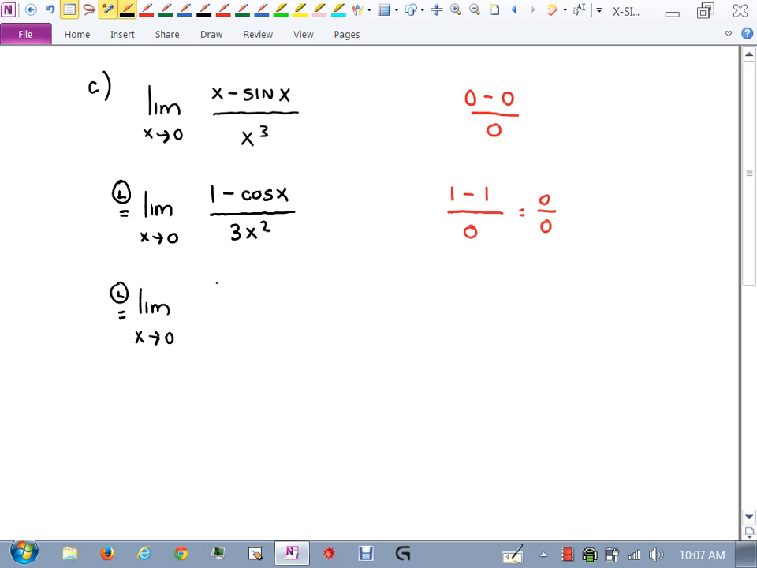What is the derivative of the top? Positive sine x, yes, over 6x. 0 over 0, 0 over 0 again. L'Hopital. Cosine x over 6. And now that goes to 1 over 6.